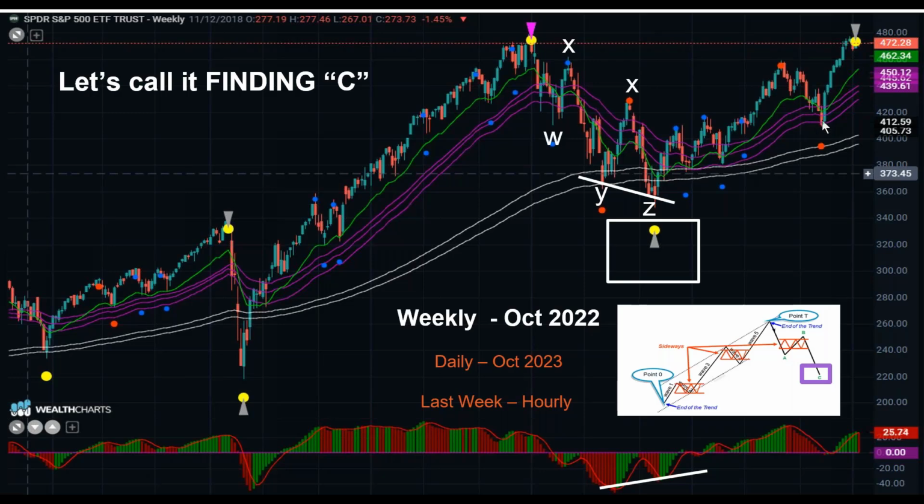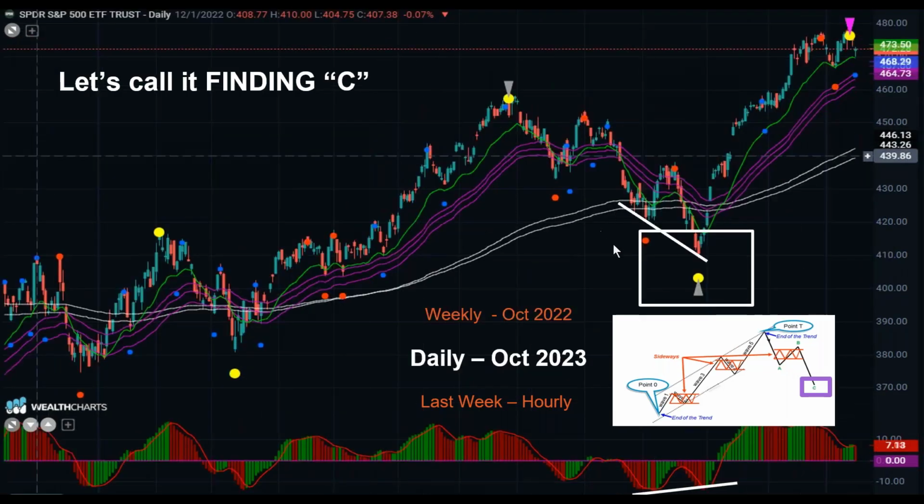And this is where the same pattern showed on the daily chart. So this is the daily chart, and it's the exact same pattern. And this is the first time that the gray arrow appeared, right over here, the gray triangle, saying this is a potential bottom, buy me. This was the purple arrow, and it turned to gray once we made a new high. But this was the daily chart showing this exact same pattern.